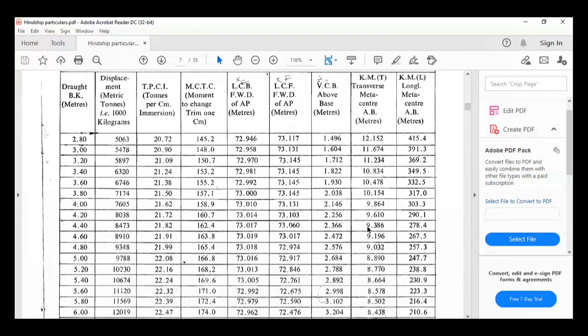Can you see my screen, the table? Yes, sir. Okay.